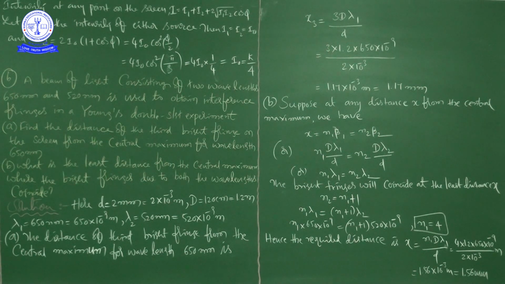You know that nano means 10 to the power of minus 9. So what does interference mean? You know, that is the superposing of two waves, right? So that is what path difference and phase difference also are. When we discussed the interference concept, we discussed it very clearly. Here, a beam of light consisting of two wavelengths 650 nanometers and 520 nanometers is used to obtain interference fringes in a Young's double slit experiment.